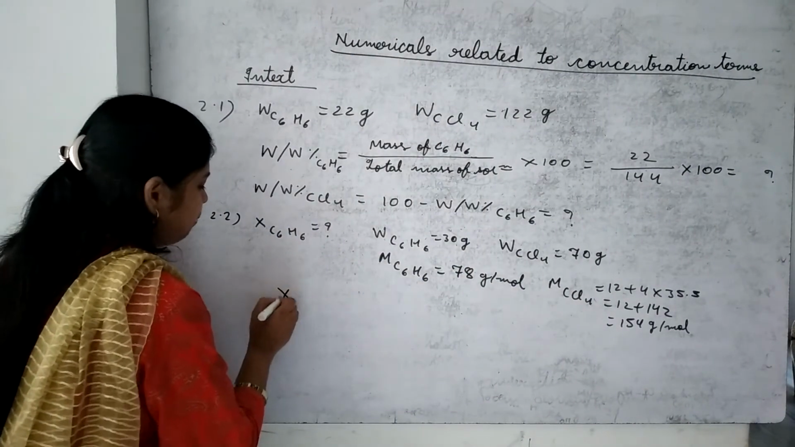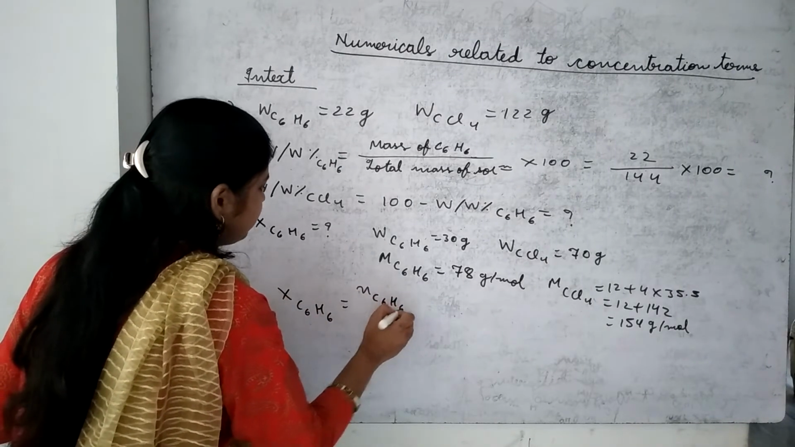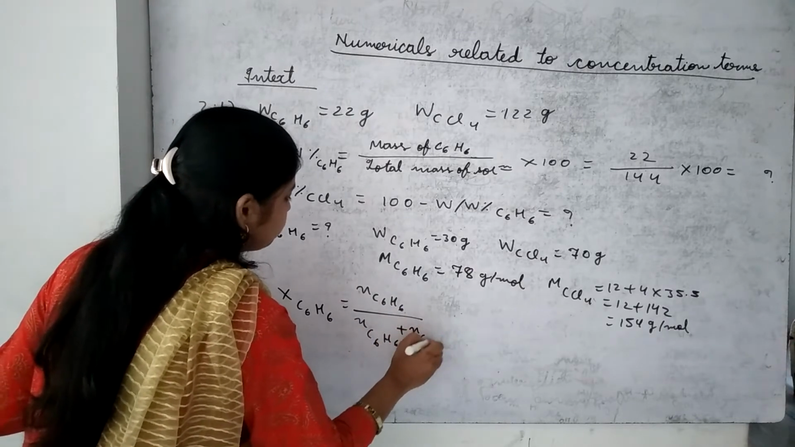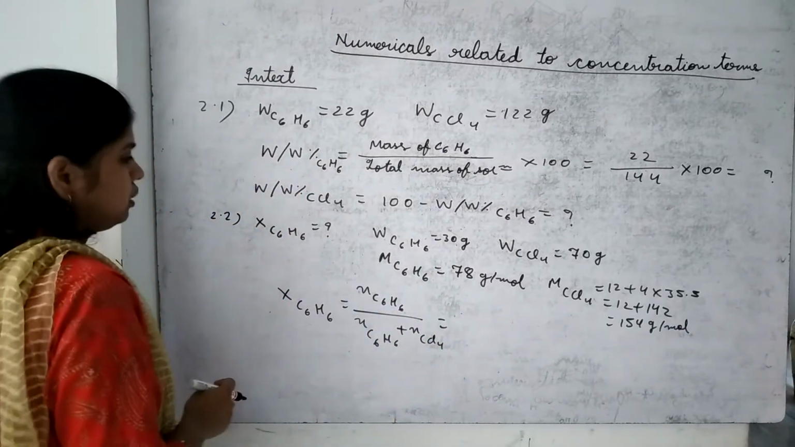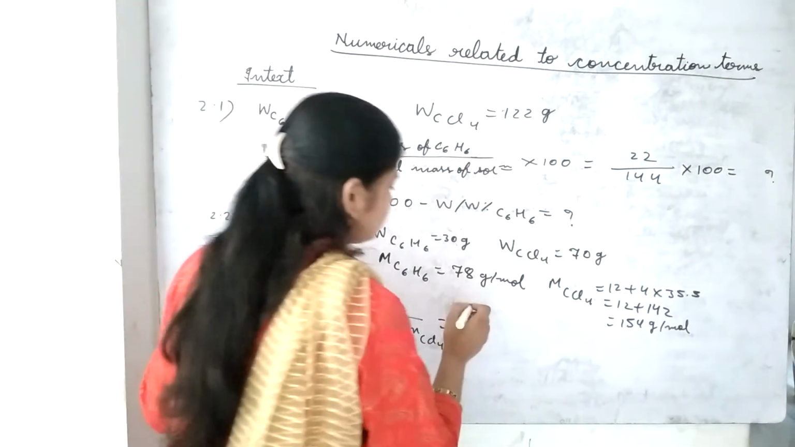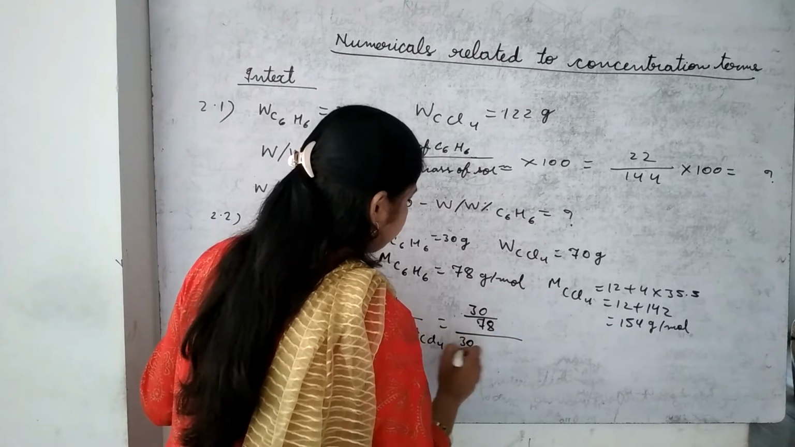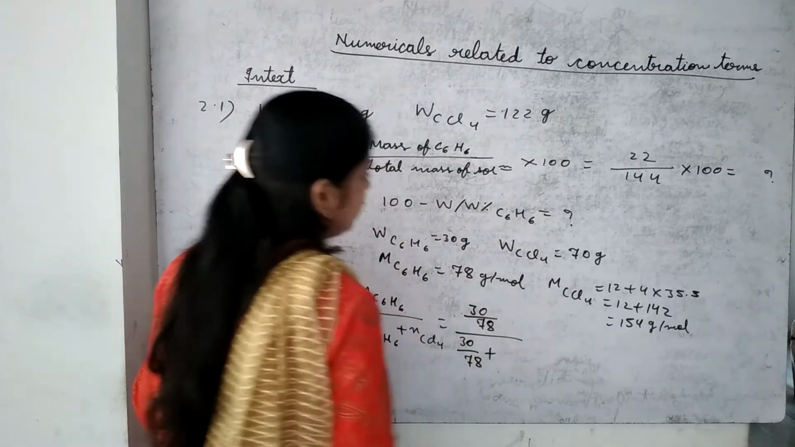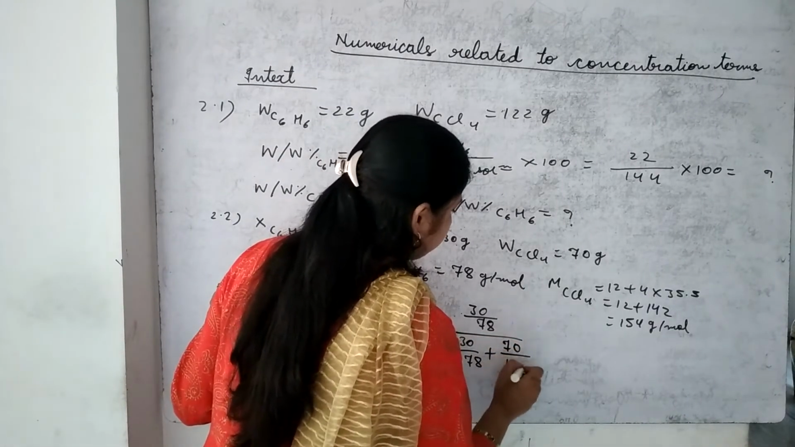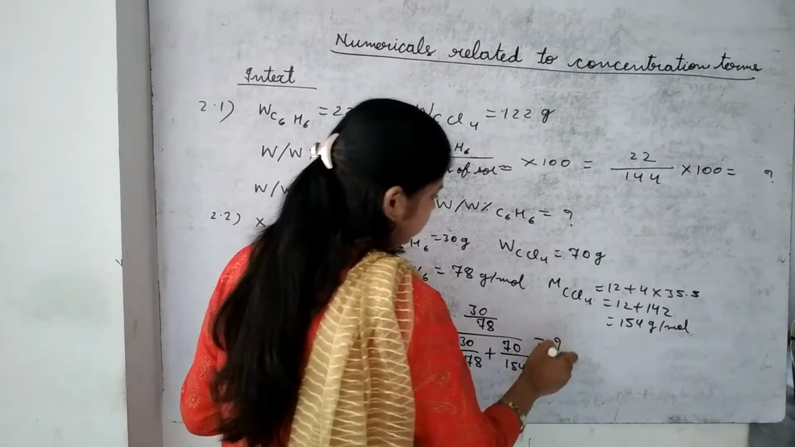Now the mole fraction of benzene: simply we'll put the formula, number of moles of benzene divided by number of moles of benzene plus number of moles of carbon tetrachloride. Now the number of moles of benzene is mass given by molar mass. It will be 30 divided by 78, plus for carbon tetrachloride 70 divided by 154. And now at last we will do the calculation and find the answer.